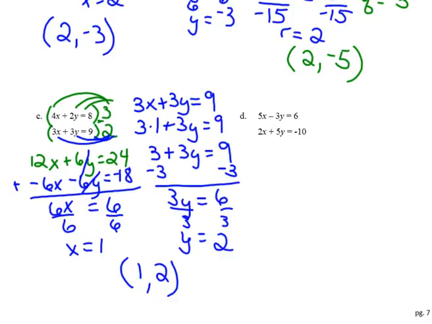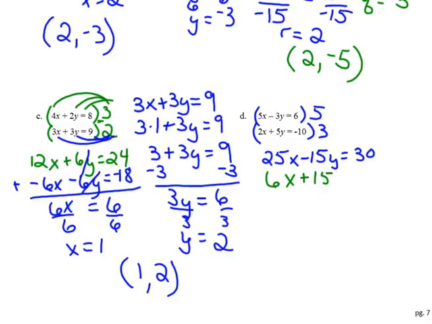So the least common multiple for 3 and 5 is going to be 15. So to get to 15, I have to multiply this one by 5. To get to 15, I have to multiply this one by 3. Right? Because I need them to have the same coefficient. They already have opposite signs, so that was kind of nice. So I'm going to multiply the top equation, everything, by 5. So 25x minus 15y equals 30. Bottom equation gets multiplied by 3, so that's 6x plus 15y equals -30.